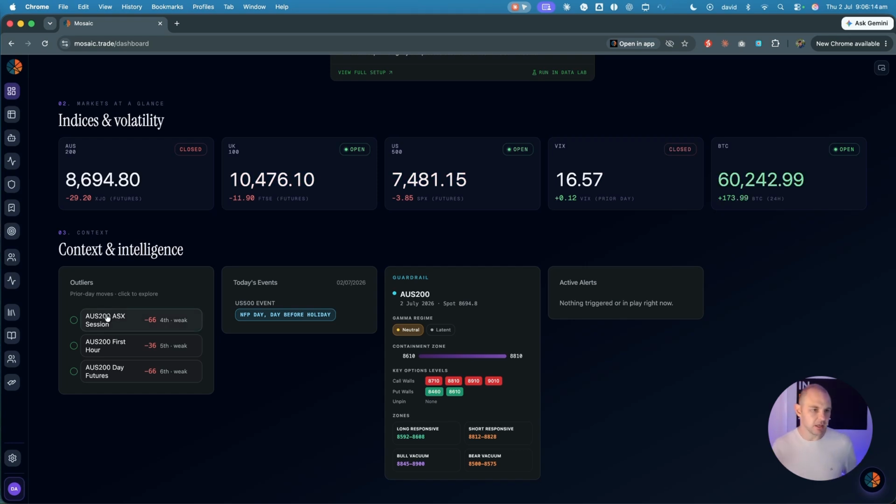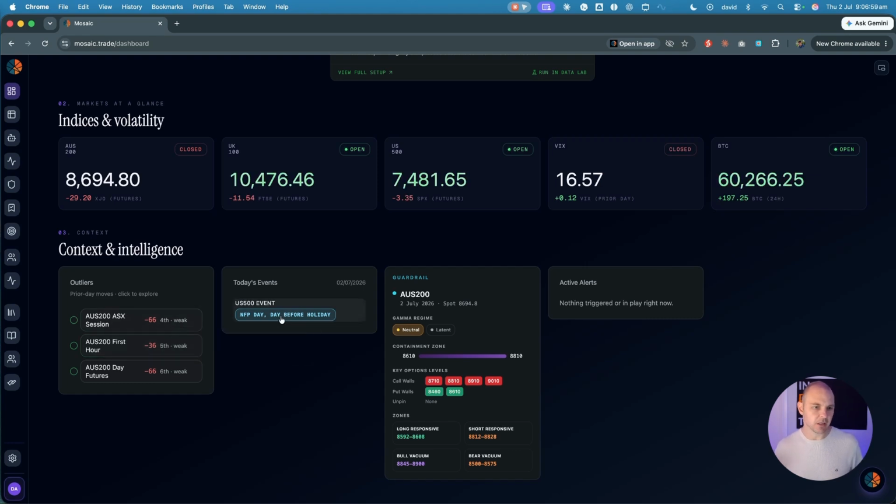Okay, so you can see here that the ASX session, which is a 10 to 4 p.m. move on the Aussie 200 yesterday, was in the 4th percentile of all moves in the last 5 years or so. The first hour fell 36 points yesterday. That was in the 5th percentile of all trading days in the last 5 years, and naturally futures were down as well. So that will give you somewhere to start, and you can interrogate what has happened in the past when those outliers have occurred in Data Lab.